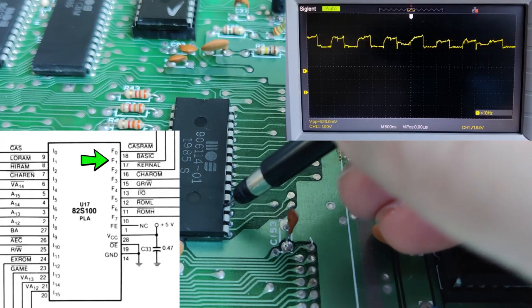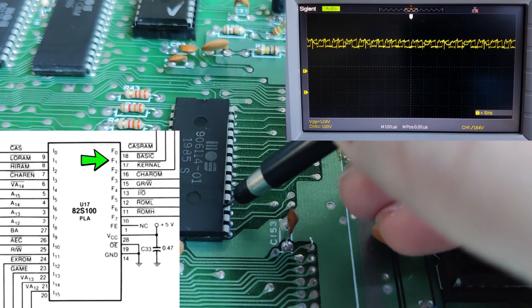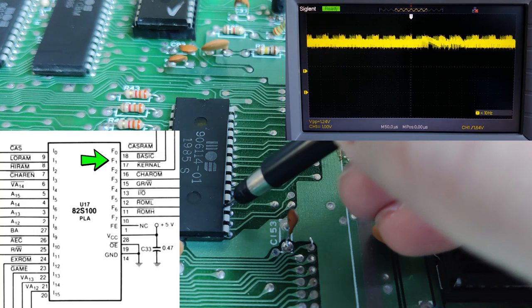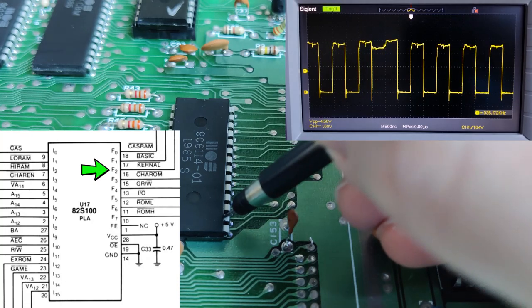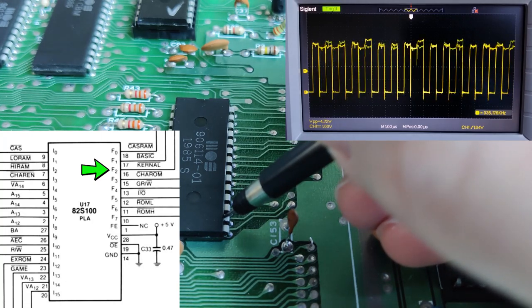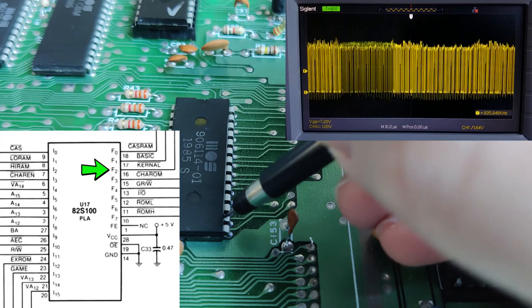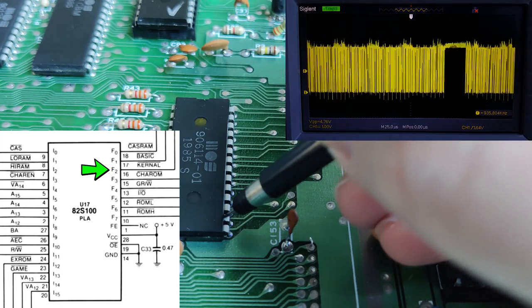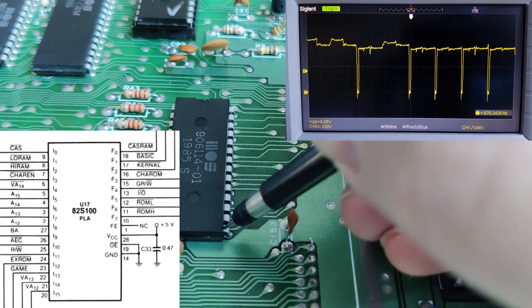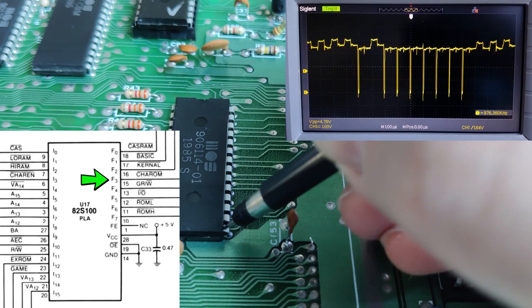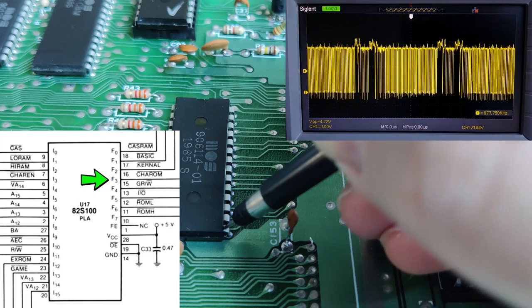Pin 17 is output 1 and is connected to BASIC. This pin is directly connected to the chip select pin of the BASIC ROM. In our case, the signal is always high, so the BASIC ROM is not selected. Pin 16 is output 2 and is connected to kernel. Here we see the output is temporarily low, so the kernel is selected and active. Pin 15 is output 3 and is connected to CHAROM. The signal is temporarily low, so the CHAROM is temporarily active.